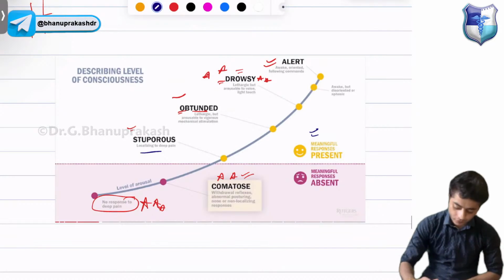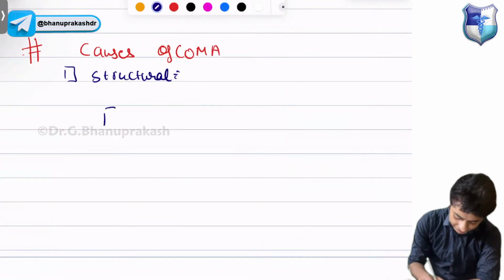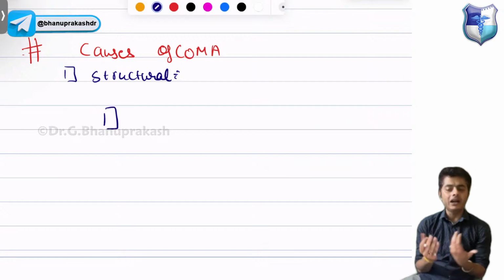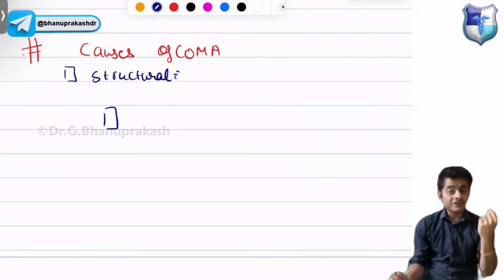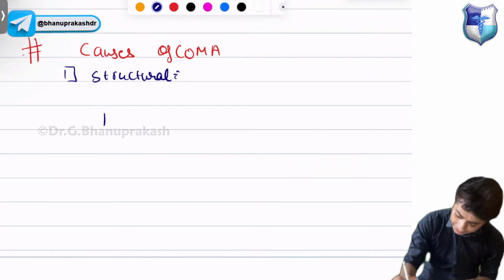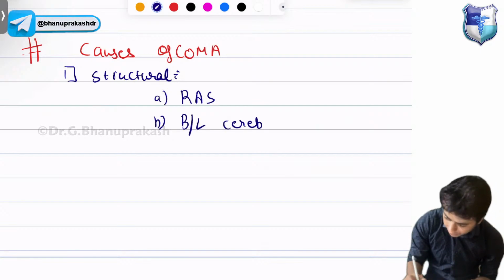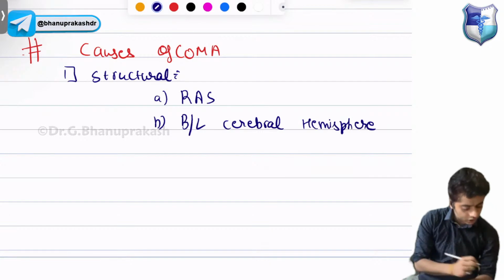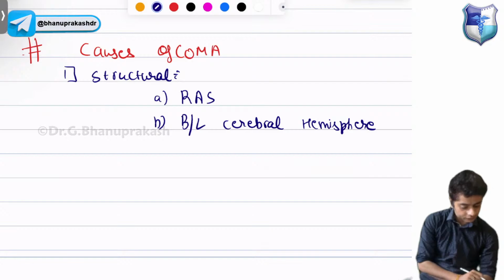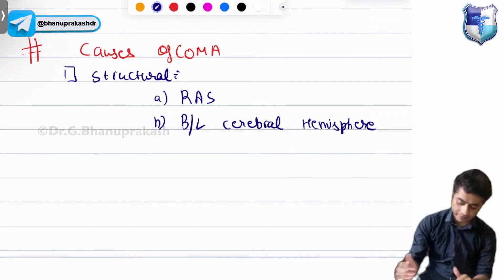Okay, better Vishali. So Dheeraj is saying damage to RAS. Yes. No, no, Naveen, how can cerebellum damage cause coma? Cerebral hemisphere damage causes it, na? Either it is damage to RAS or it is damage to your bilateral cerebral hemisphere. Either it is due to RAS or due to bilateral cerebral hemisphere damage.